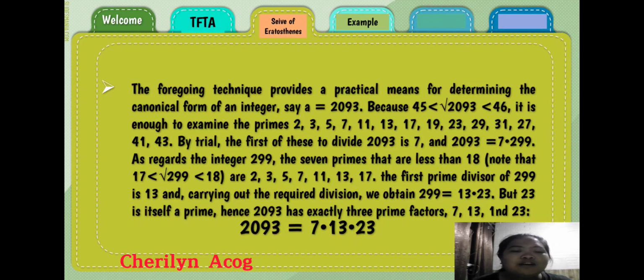Carrying out the required division, we obtain 299 equals 13 times 23. But 23 itself is a prime. So we conclude that 2093 has exactly 3 prime factors, and those are 7, 13, and 23. So 2093 equals 7 times 13 times 23.